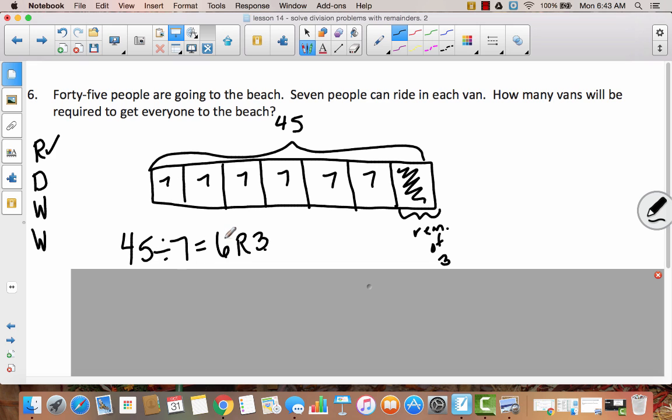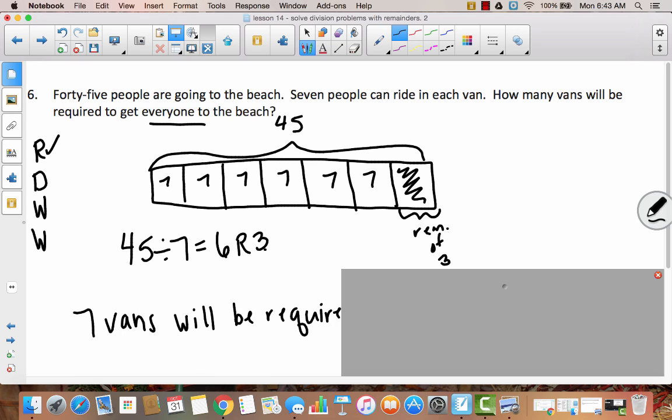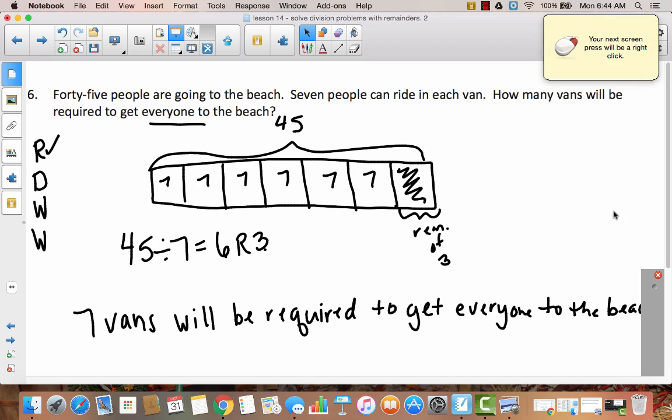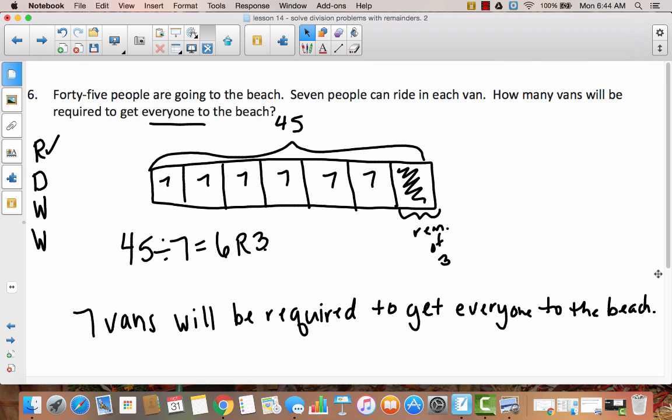Well, there's no such thing as 6 remainder 3 vans. And if we only took 6 vans to the beach, these 3 people wouldn't be able to go to the beach. And it says everyone has to go to the beach. So we're actually going to need 7 vans. 7 vans will be required to get everyone to the beach. Just that very last van won't be full. It'll only have 3 people on it instead of 7.